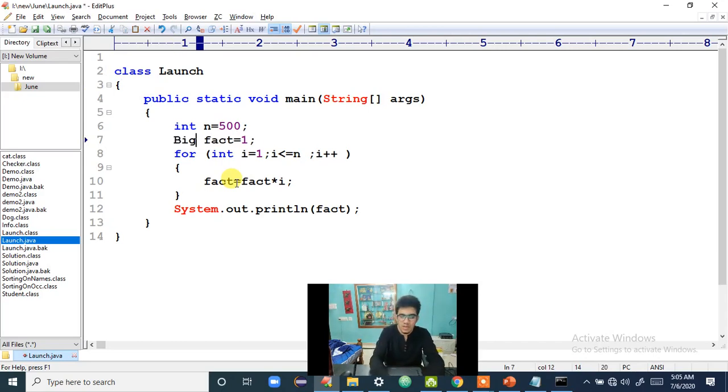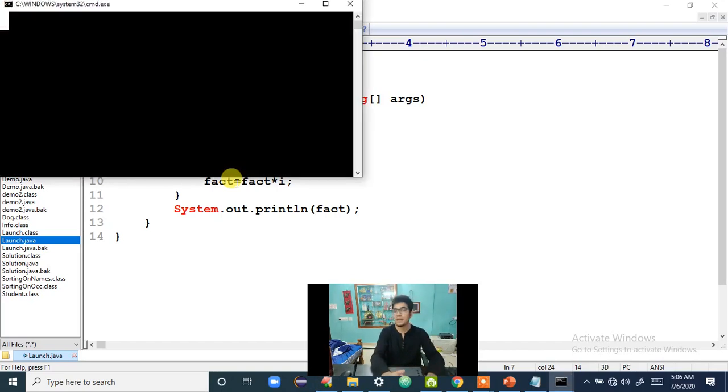So you write here, BigInteger fact equals to 1. This is what you have to tell. Okay, this is how to initialize 1 to big integer. I want you to understand this is how to initialize 1 to big integer. Okay, let's see. If I compile, what will happen?